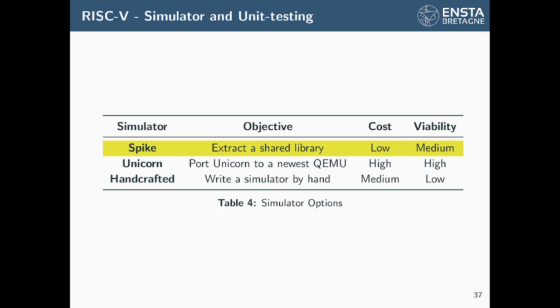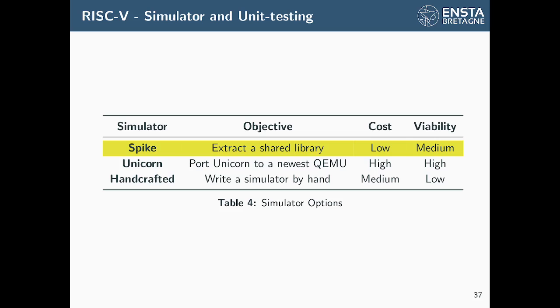And on the right you can see the cost, which is the development and maintainability cost. So for Spike, development cost is kind of low, so we have to find how we can expose some of the Spike inner API to our Pharo FFI.